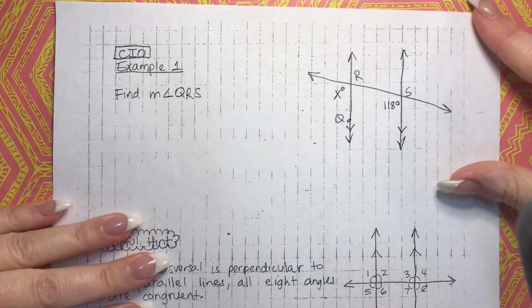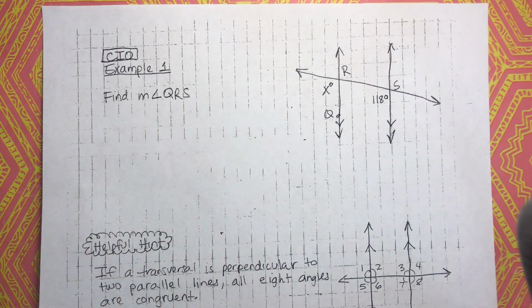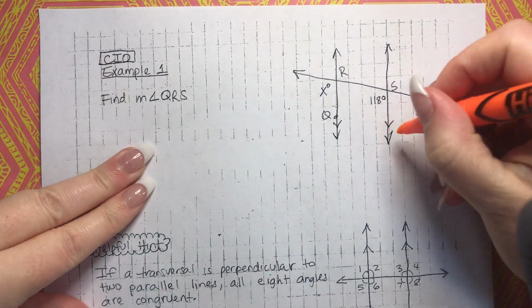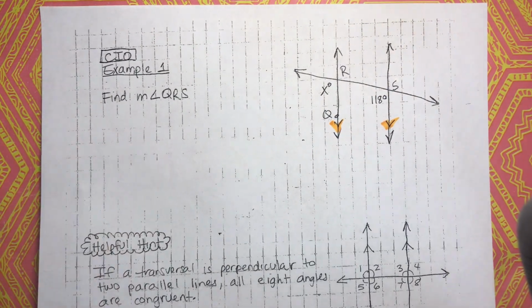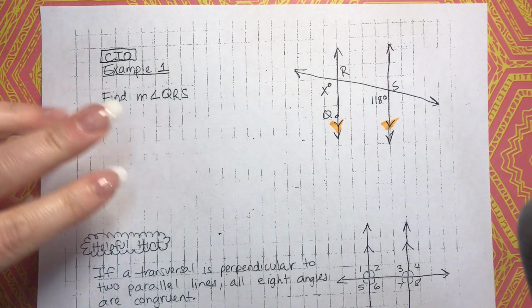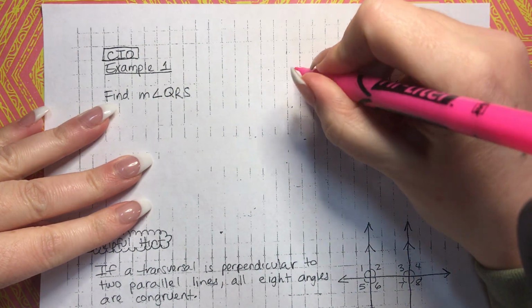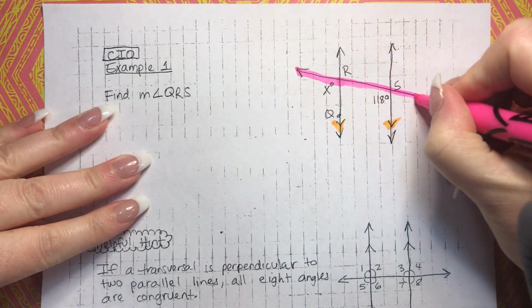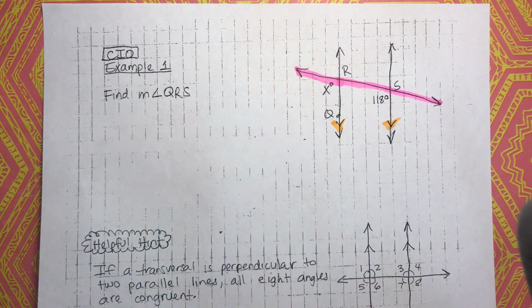First, what we need to know: are there any parallel lines? And the answer is yes. These little marks right here tell us that these two lines are parallel. Super important, they have to be parallel. The second thing is, is there a transversal? Is there a line that cuts through or intersects two lines? So this line right here intersects one line, it intersects two lines. This is our transversal. So since we have two parallel lines and a transversal, what we know is that all of the corresponding angles are congruent.